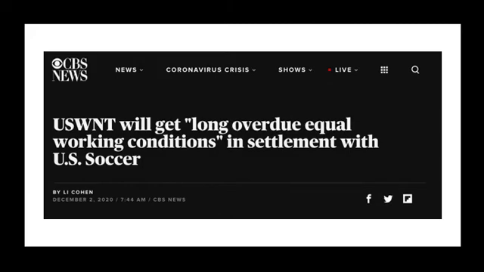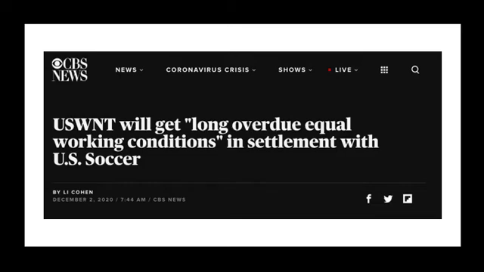They actually came to a settlement with U.S. Soccer over their working conditions, and essentially the Federation admitted that they had been treating the women's team in a way that was lesser than they were treating the men's team in terms of just overall working conditions, in terms of their travel to games, in terms of their hotel accommodations, in terms of their medical services, training, et cetera, et cetera.